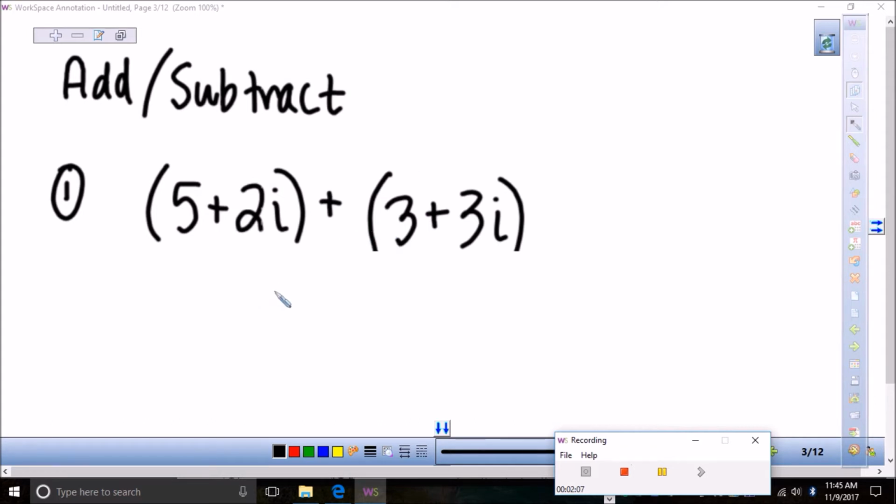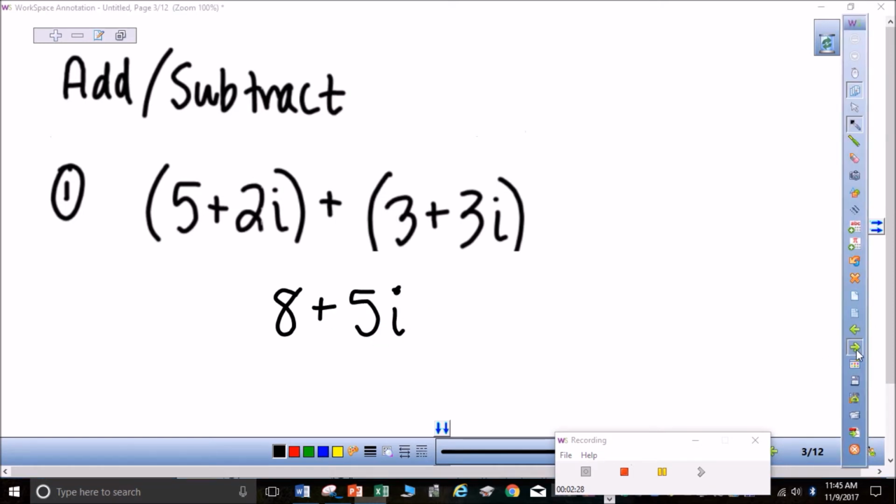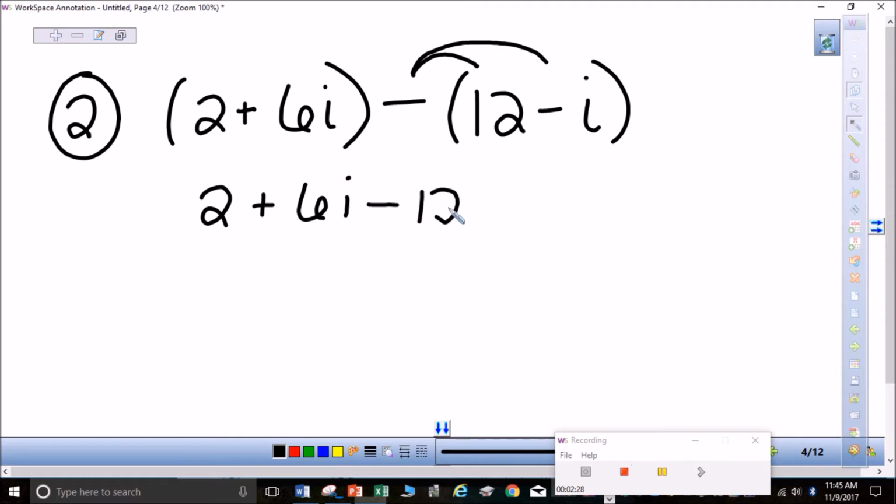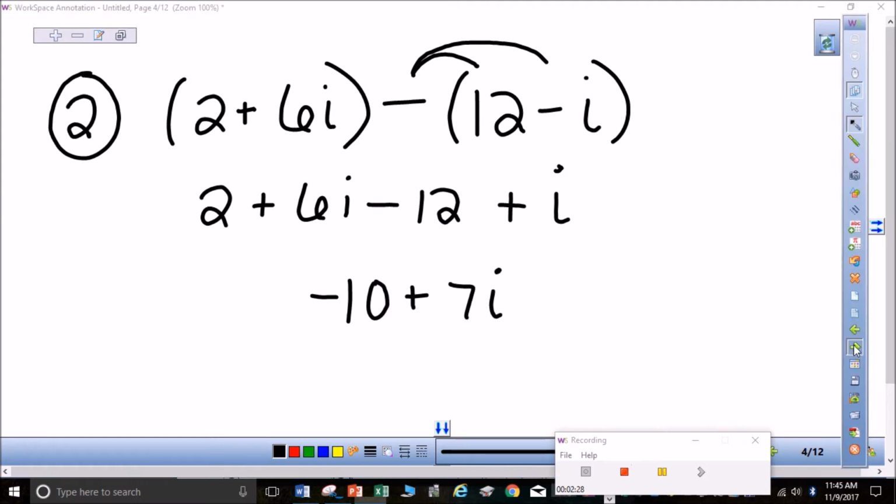So we can start by putting the real parts together. 5 and 3 is 8. And then put the imaginary parts together to get 5i. Okay, when we're subtracting, the minus sign, we have to distribute that to the elements. So (2 + 6i) - (12 + i). Then we're just going to put the like parts together. So 2 - 12 is -10. 6i + i is 7i.